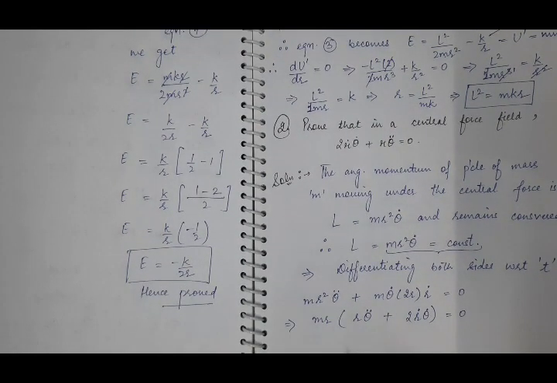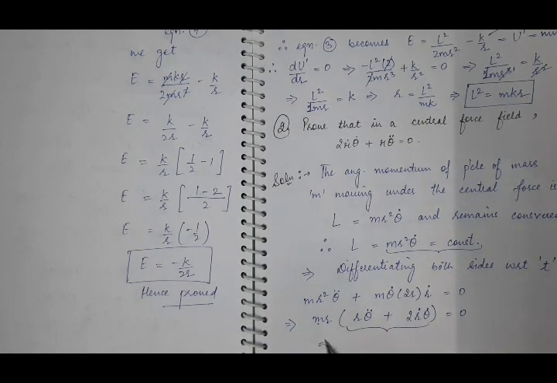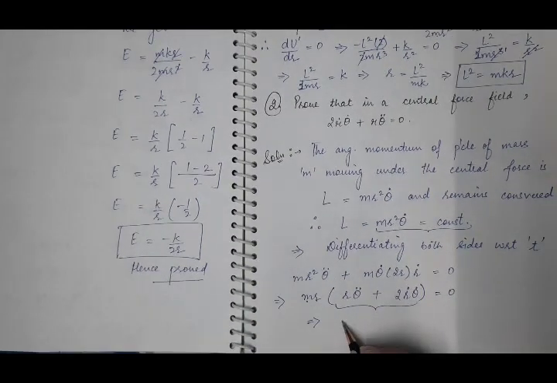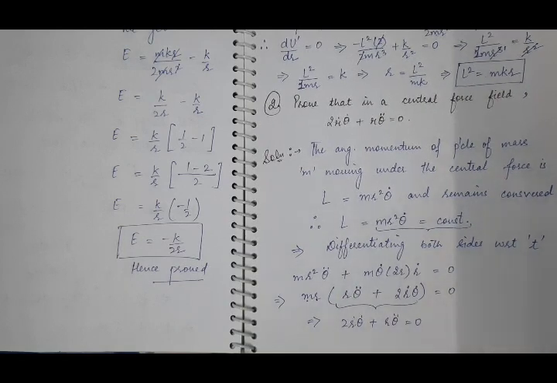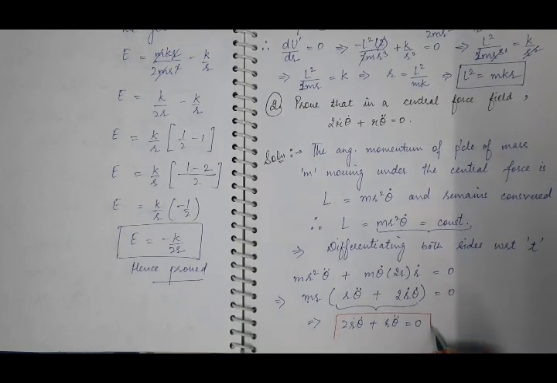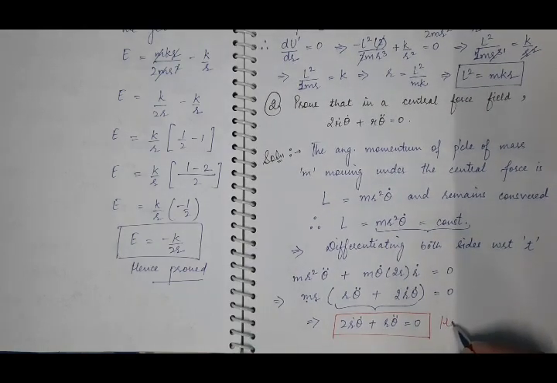Mass of the particle cannot be equal to 0. R cannot be equal to 0. So the left hand side is the product of three quantities, equal to 0. And we know that if the product of any number of terms is equal to 0, it means one of the terms is 0. And that one term is this. This implies 2r dot theta dot plus r theta double dot is equal to 0, which is the required relation which we have to prove, hence proved.